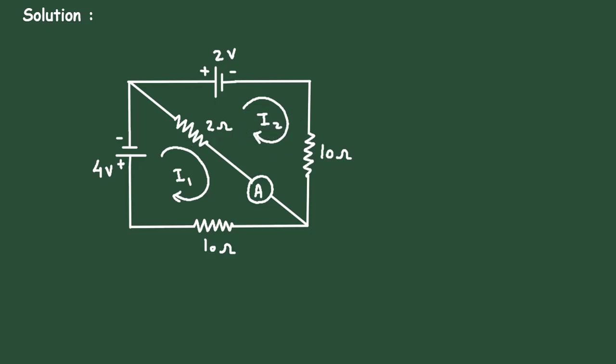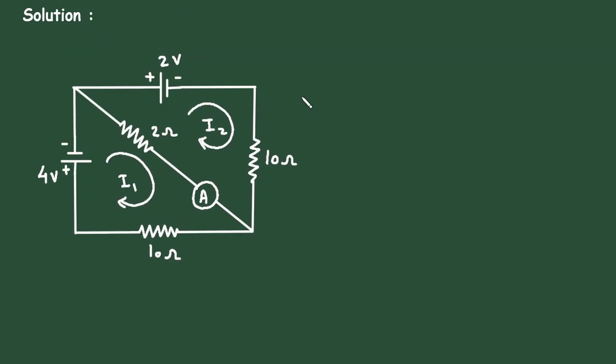So first of all, we will apply KVL. Let's apply KVL to mesh number 1, starting from this point. According to the direction of this current, this will be positive, this will be negative, positive, negative. So this will be plus 4, then plus 2 in bracket. We are solving for mesh number 1.